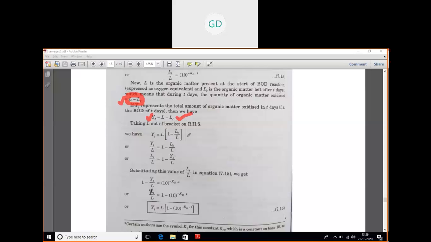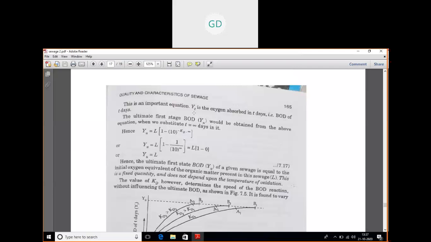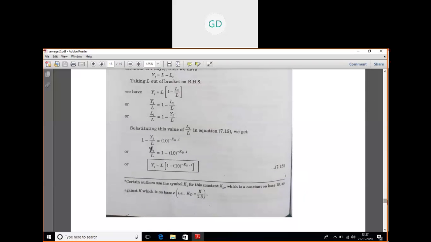Now after simplifying, finally you will get this equation: YT is equal to L into (1 minus 10 to the power minus KD into T). This is an important equation. YT is the oxygen absorbed in T days, the BOD of T days, with L being the ultimate first stage BOD. So this is the expression for the first stage BOD equation.